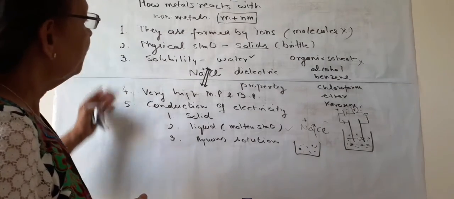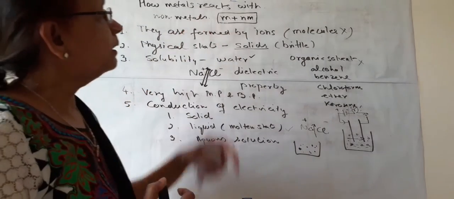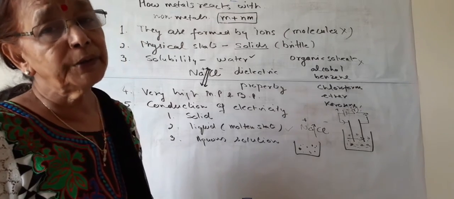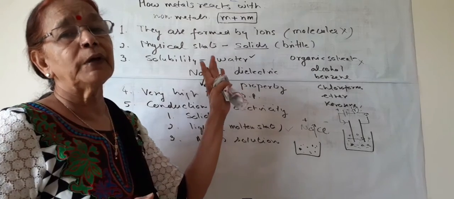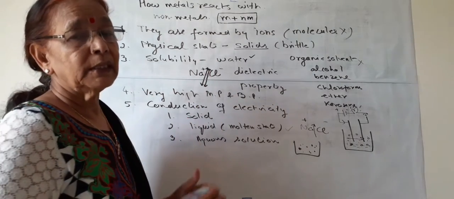So these are the 5 properties of ionic compounds, and this is about the formation and properties of electrovalent or ionic compounds. This is all.